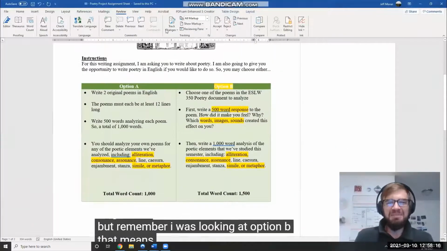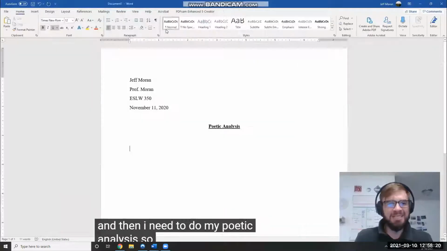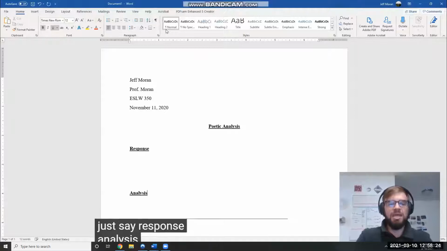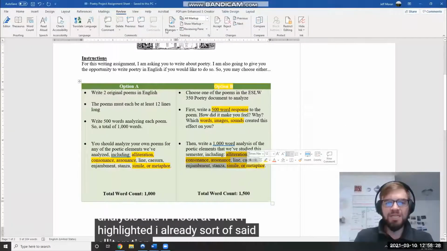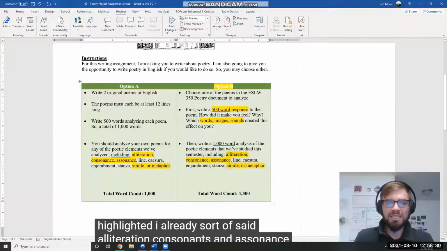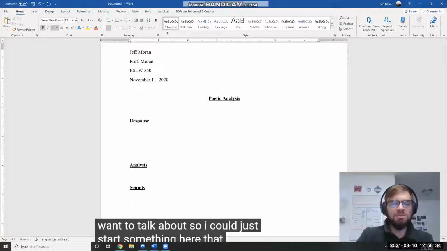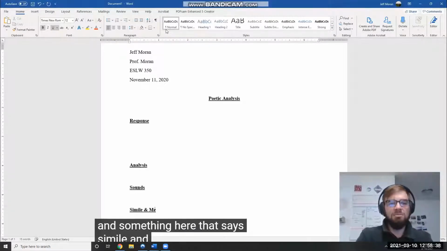But remember, I was looking at option B. That means I need a 500-word response, and then I need to do my poetic analysis. So I'm going to start here and just say response, analysis. And if I look at what I highlighted, I already sort of said alliteration, consonants, and assonance, and simile and metaphor are the things I want to talk about. So I could just start something here that says sounds and something here that says simile and metaphor.